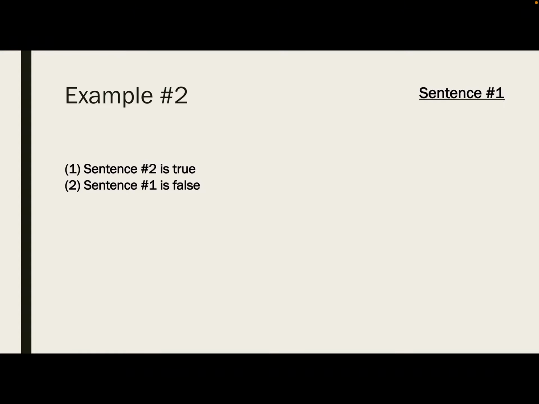So sentence 1. Let's say sentence 1 is true. So sentence 1 says sentence 2 is true. If sentence 1 is true, sentence 2 is true. Alright, so sentence 2 is true in this scenario. If sentence 2 is true, sentence 1 is false. Why? What does sentence 2 say? Read it out to yourself. It says sentence 1 is false. If sentence 2 is true, sentence 1 is false.